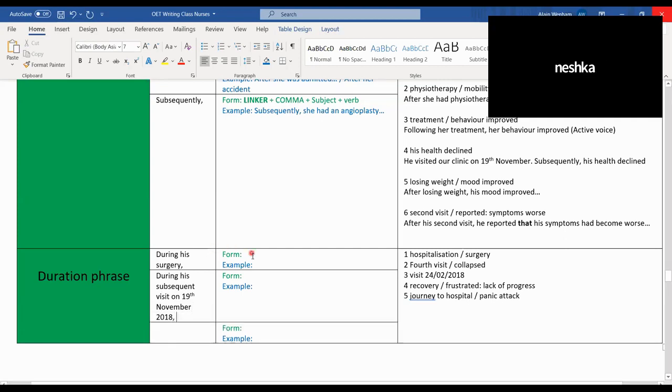Comma. Just comma, right? So what's the form here? The form is just a linker plus comma plus subject plus verb. Okay. I'll get rid of the examples because we don't need them. It's the same for all of them. Can anyone else think of another way, though, to do a duration phrase? Do you have any other ideas?